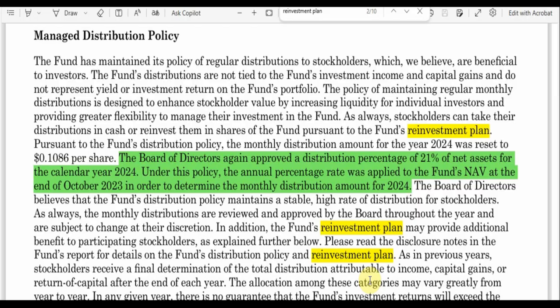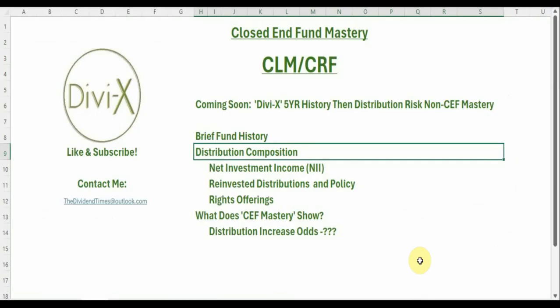Just how do they intend to do it? The best way to determine how they're going to do it is to examine how they've done it in the past. First, let us look at the most obvious option, net investment income.